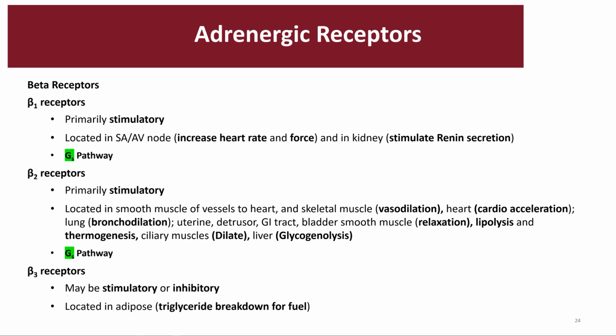The beta receptors primarily have a stimulatory effect, and they're located inside the heart and kidney, as well as in parts of the salivary gland. Their primary function is to increase the heart rate and force, therefore giving a positive inotropic and positive chronotropic effect to the heart. That means speeding it up and making it pump more blood. Its role in the kidney is to stimulate the release of an enzyme called renin.